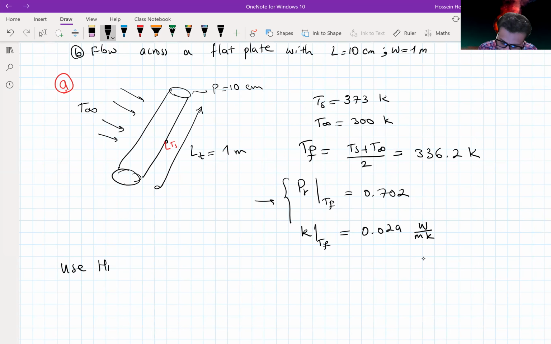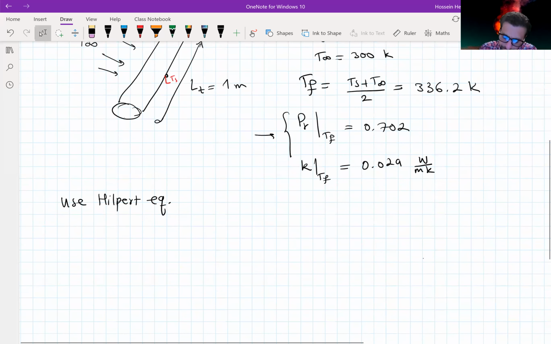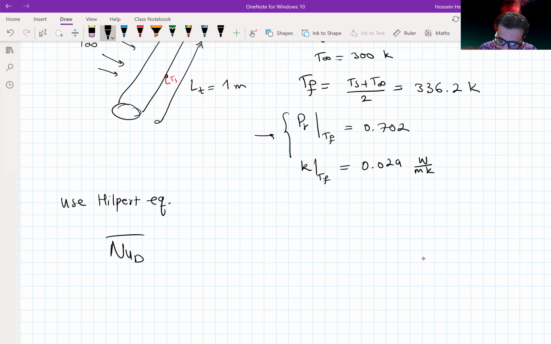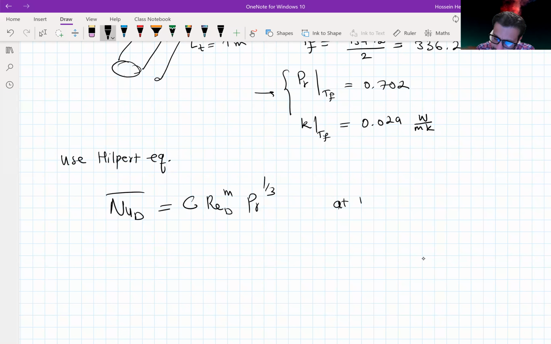If you use the Hilpert equation, then Nusselt number D is C Reynolds D to the power of m, Prandtl to the power of 1/3. Now, the Reynolds number is given at 50,000. So at Re 50,000, the value of C is going to be 0.0266 and m is going to be 0.805.